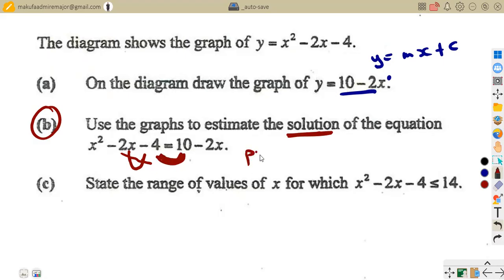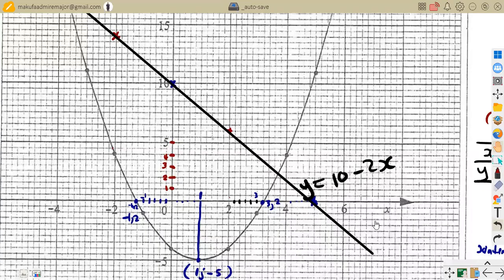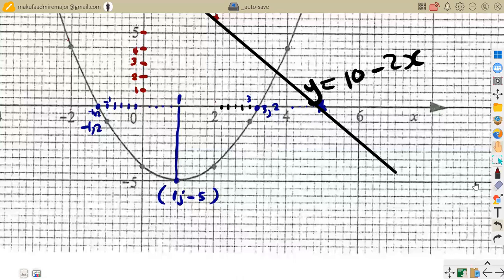So you go to the point of intersection of the graphs. Where they intersect, at that point, these two graphs are going to be equal. So what we are trying to say is that where these two graphs meet, they meet at this point. It's an estimation that you're going to take.